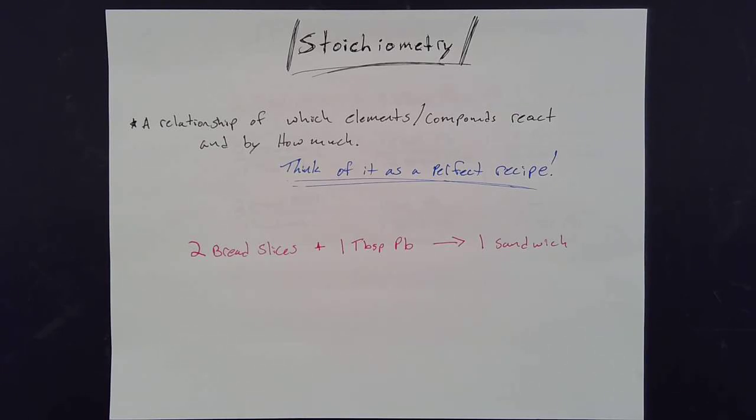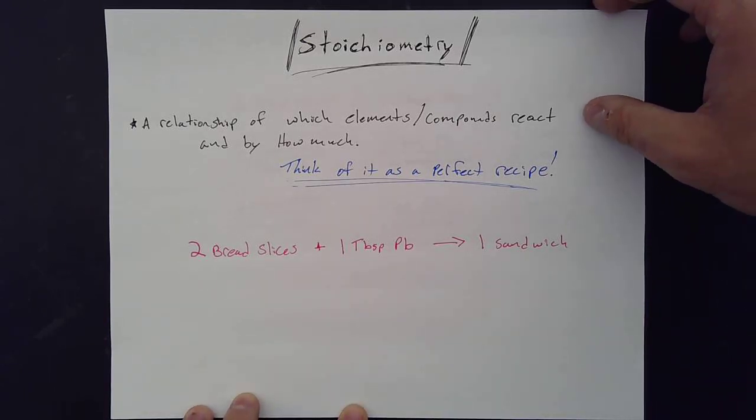All right, so let's start talking about stoichiometry. Let's just think about this in a nice simple term. Stoichiometry is a relationship of how much and which elements and compounds react together. This is what our chemical reaction formulas are for. When we had this chemical plus this chemical, that little arrow going to the other side is showing us a balanced equation. That balanced equation is showing us the relationship of each one of these items.